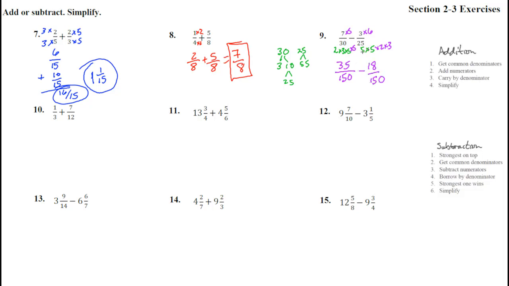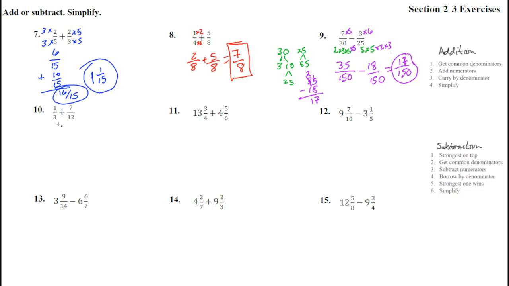So 35 minus 18, might have to do that by hand. 35 minus 18. 5 minus 8 is too small. We borrow from the 3 to make a 2. Makes that a 15. 15 minus 8 is 7. 2 minus 1 is 1. So we get 17/150. Wow, that was a toughie. Okay, number 10.